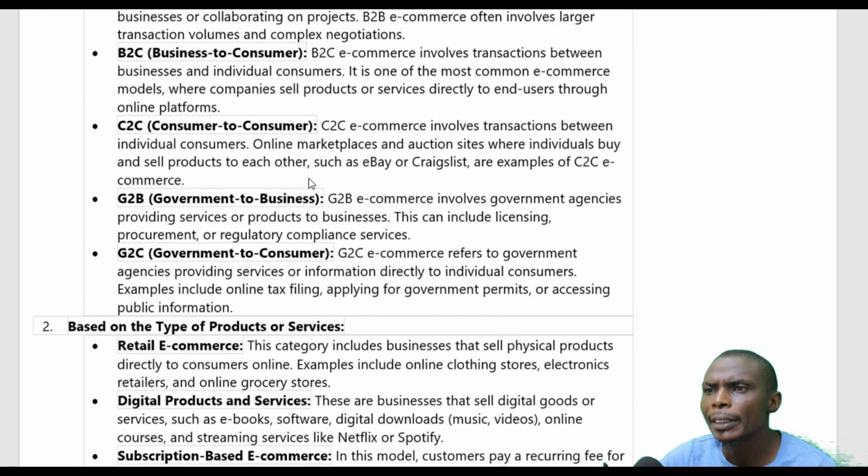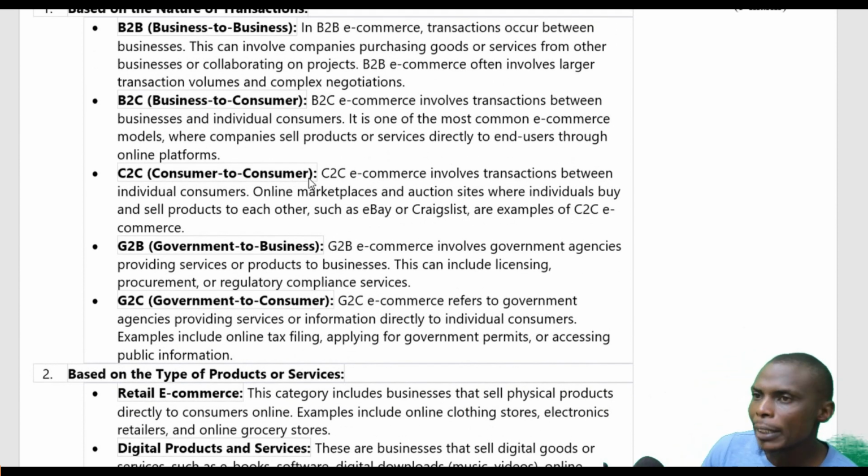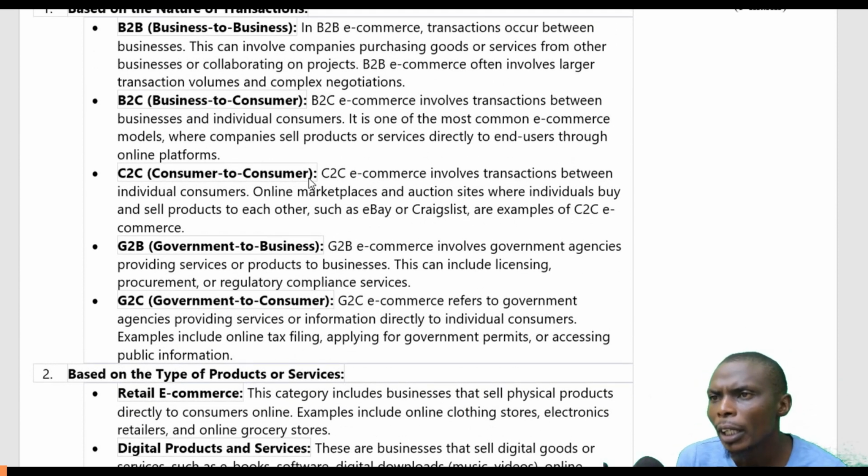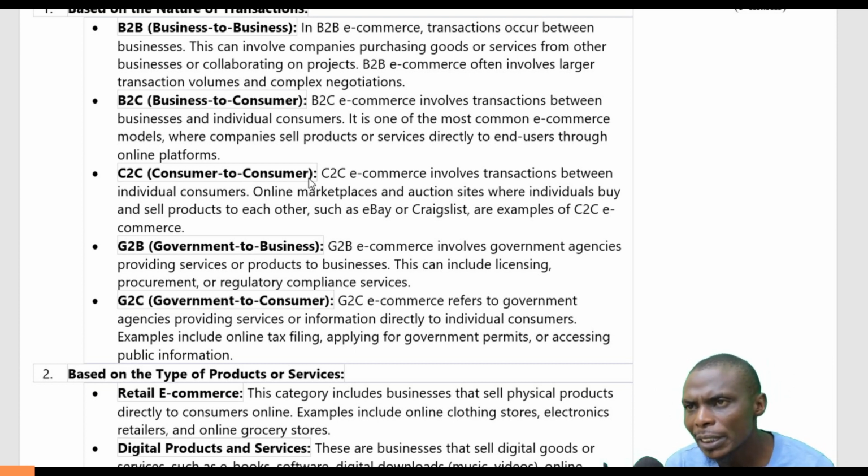So question 3 says, outline 3 models used to classify e-commerce applications. So the first model that we can talk about here is based on the nature of transactions. So based on the nature of transactions, we can talk about business to business.